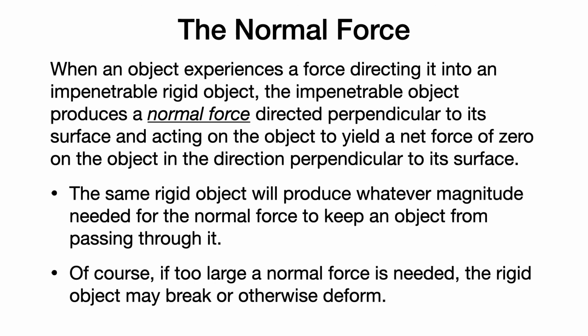Now, this normal force can be whatever magnitude is needed so that the normal force can keep the object from passing through it. But of course, there's limits to this. A table can't support any possible weight. You could set an elephant on a table and the table is likely to break. So the normal force can support any amount of force needed, any magnitude of force needed to keep an object from passing through it, up to some limit where the object itself will break or deform.